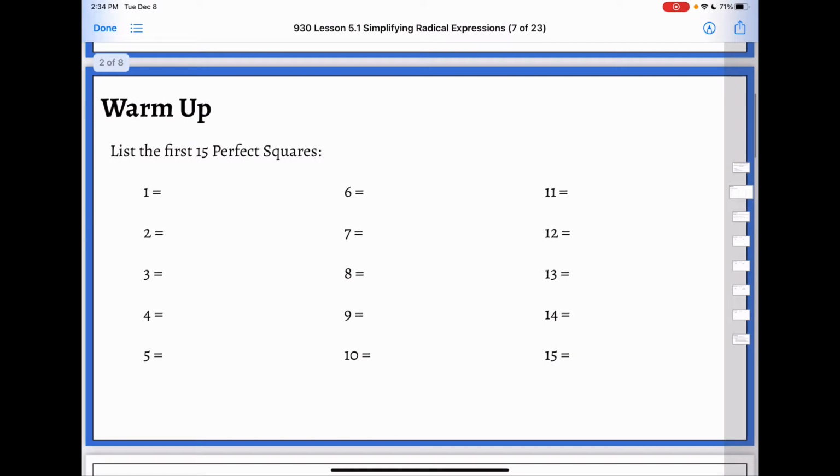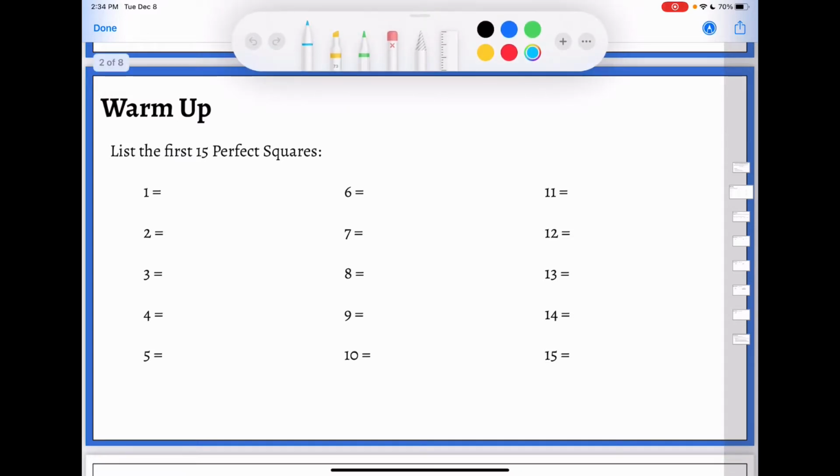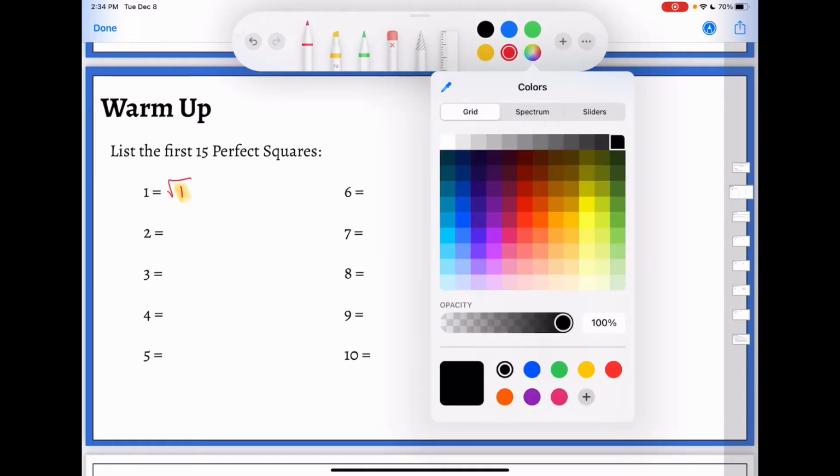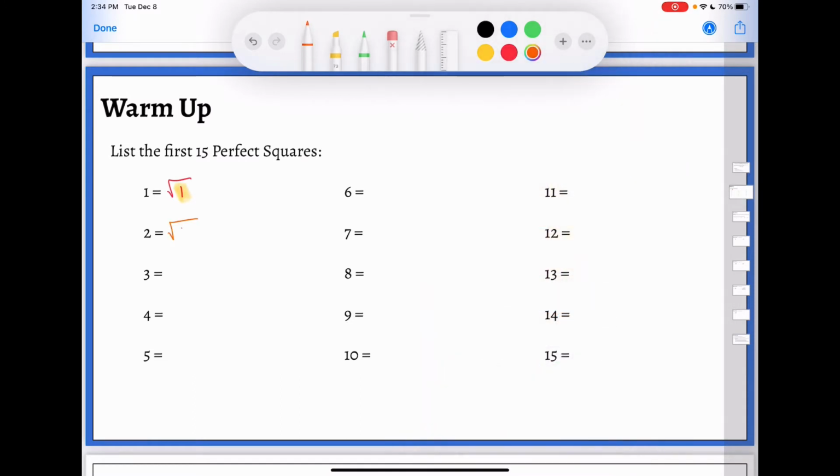As a warm-up, it really will help you to know and memorize the first 15 perfect squares. What we're trying to do is get you to write it using a radical. So for example, 1 would be the square root of 1. The first perfect square that we have is 1. 2 would be the square root of 4. So the second perfect square that we have is 4, and so on and so on. See how many of those you can fill in right now. Pause your video and fill in as many as you can.